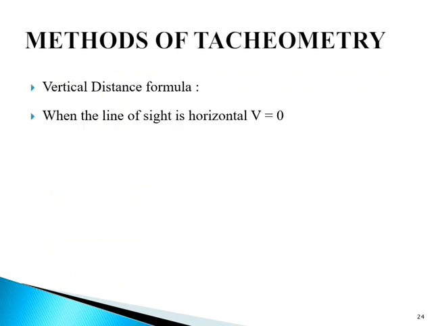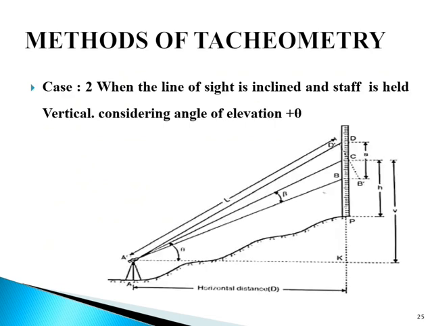Next, the vertical distance formula when the line of sight is horizontal: v is equal to 0. This will be the only equation. Next, case 2, when the line of sight is inclined and the staff is held vertical. Consider an angle of elevation, say plus theta, in the figure.